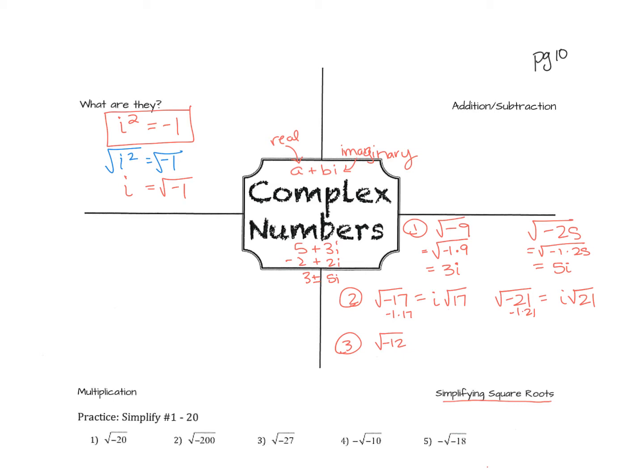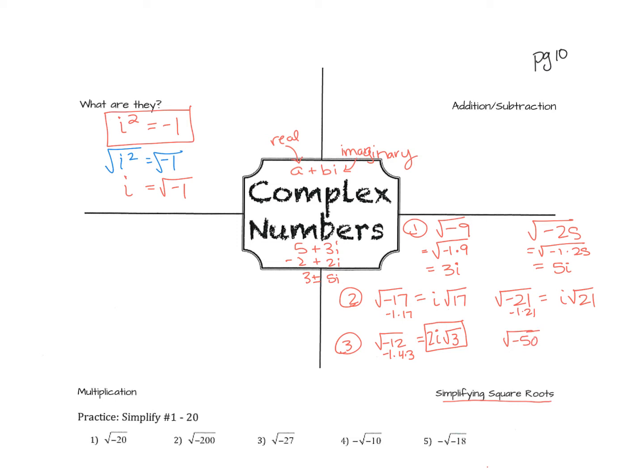So the square root of -12, I think about this as being -1 times 4 times 3. So it's the square root of -1, the square root of 4, and the square root of 3. So the square root of -1 is my i, the square root of 4 is 2, and the square root of 3 is something I can't simplify. So 2 times i times the square root of 3 would be the more simplified version of the square root of -12. Let's try this again. How about the square root of -50?